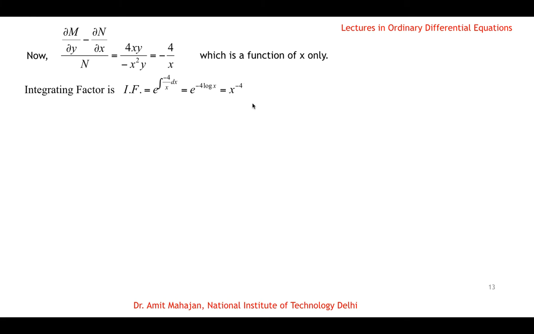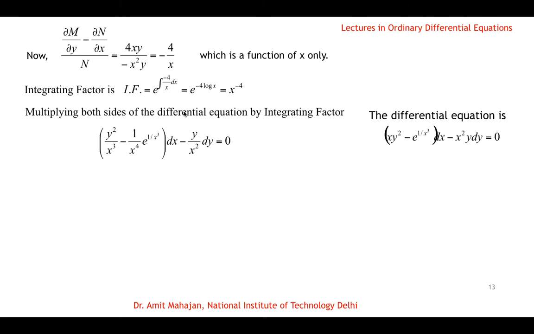So once we have the integrating factor, the role of this integrating factor is that if we multiply the given differential equation with it, the differential equation becomes exact. So if we multiply the given differential equation with x raised to the power minus 4, that means 1/x⁴, this equation can be rewritten as (y²/x³ − 1/x⁴) dx − (y/x²) dy = 0. Now this is the new M1, this is the new N1.